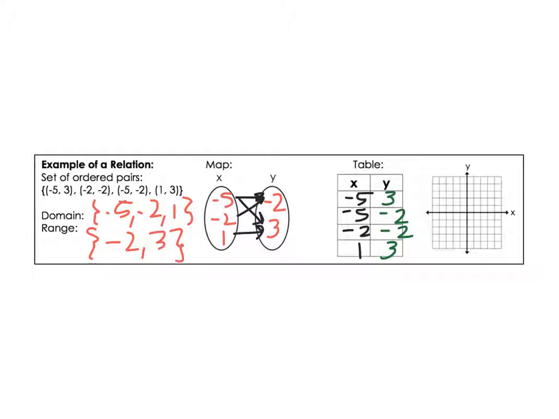And then we will graph this. So I'm going to graph -5, +3, which it's going to be hard to get it on the right spot. That's pretty good. -5, -2, -2, -2, and 1, 3.